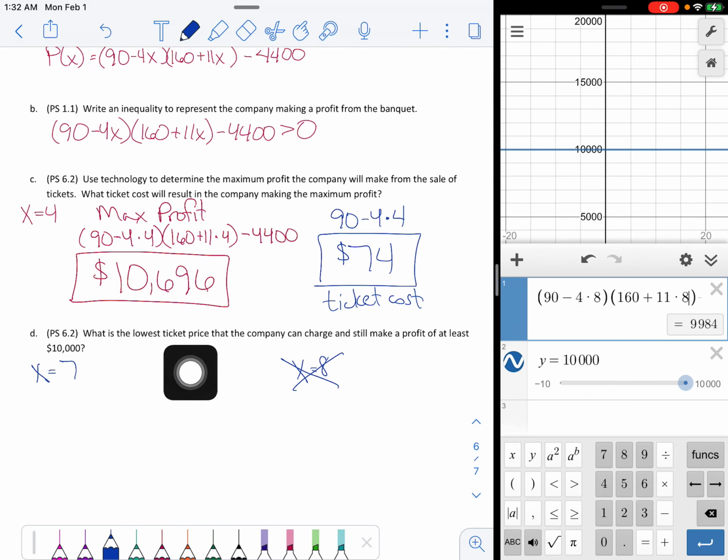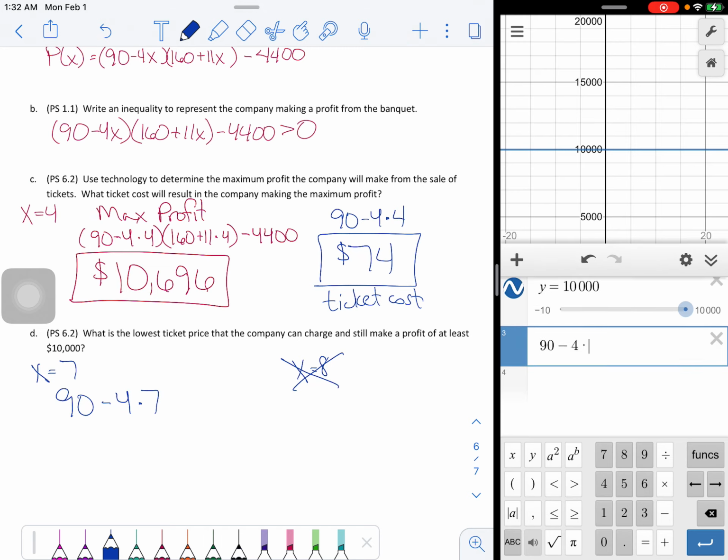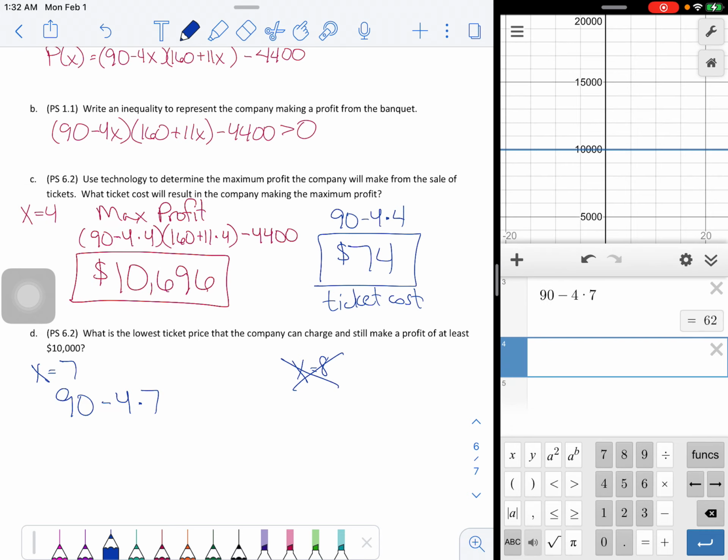So now, what is the actual lowest ticket price? Well, we just want what happens when X equals 7 for the 90 minus 4X part. So 90 minus 4 times 7. So that if they charged a ticket price of $62, they would still make a profit of at least 10,000.